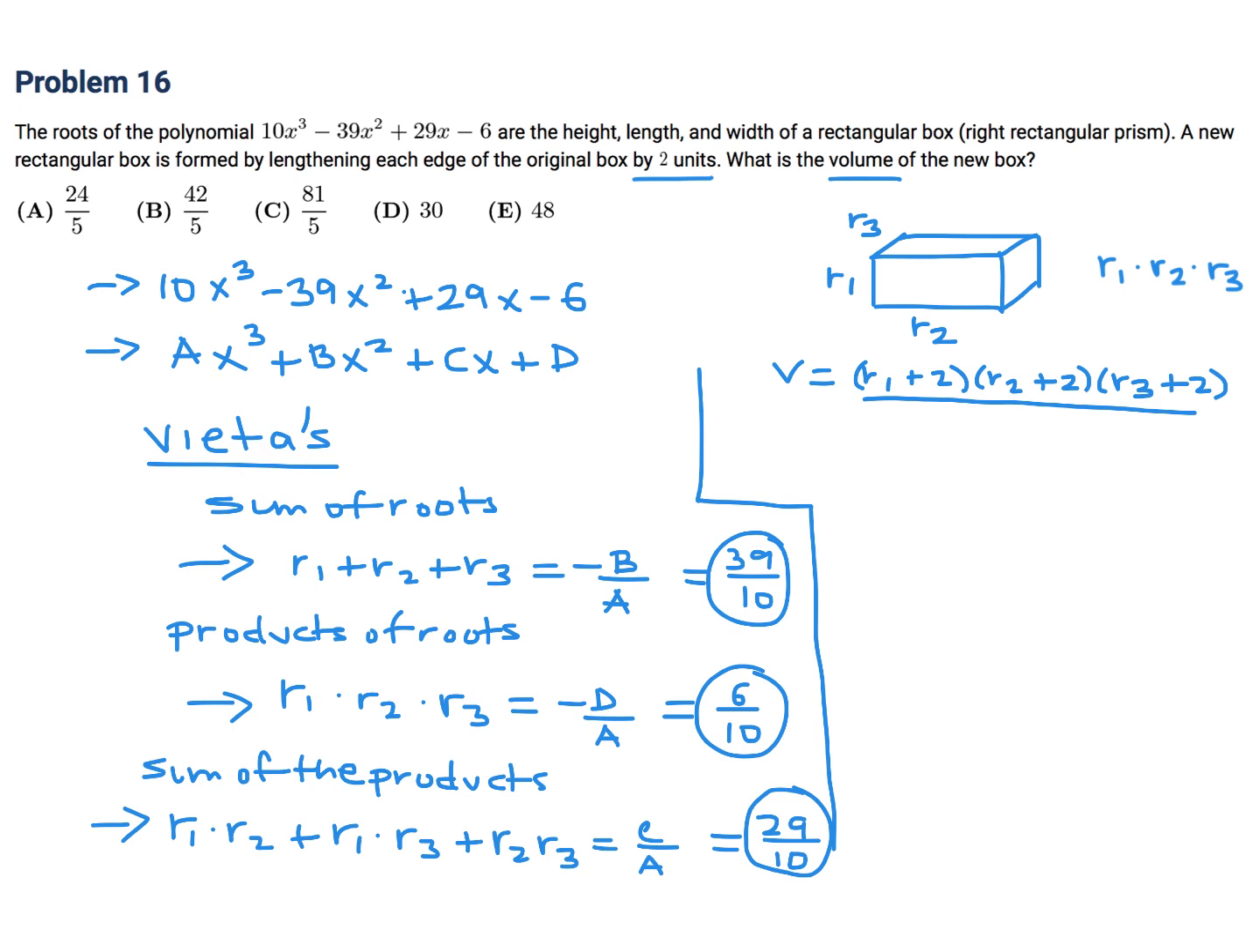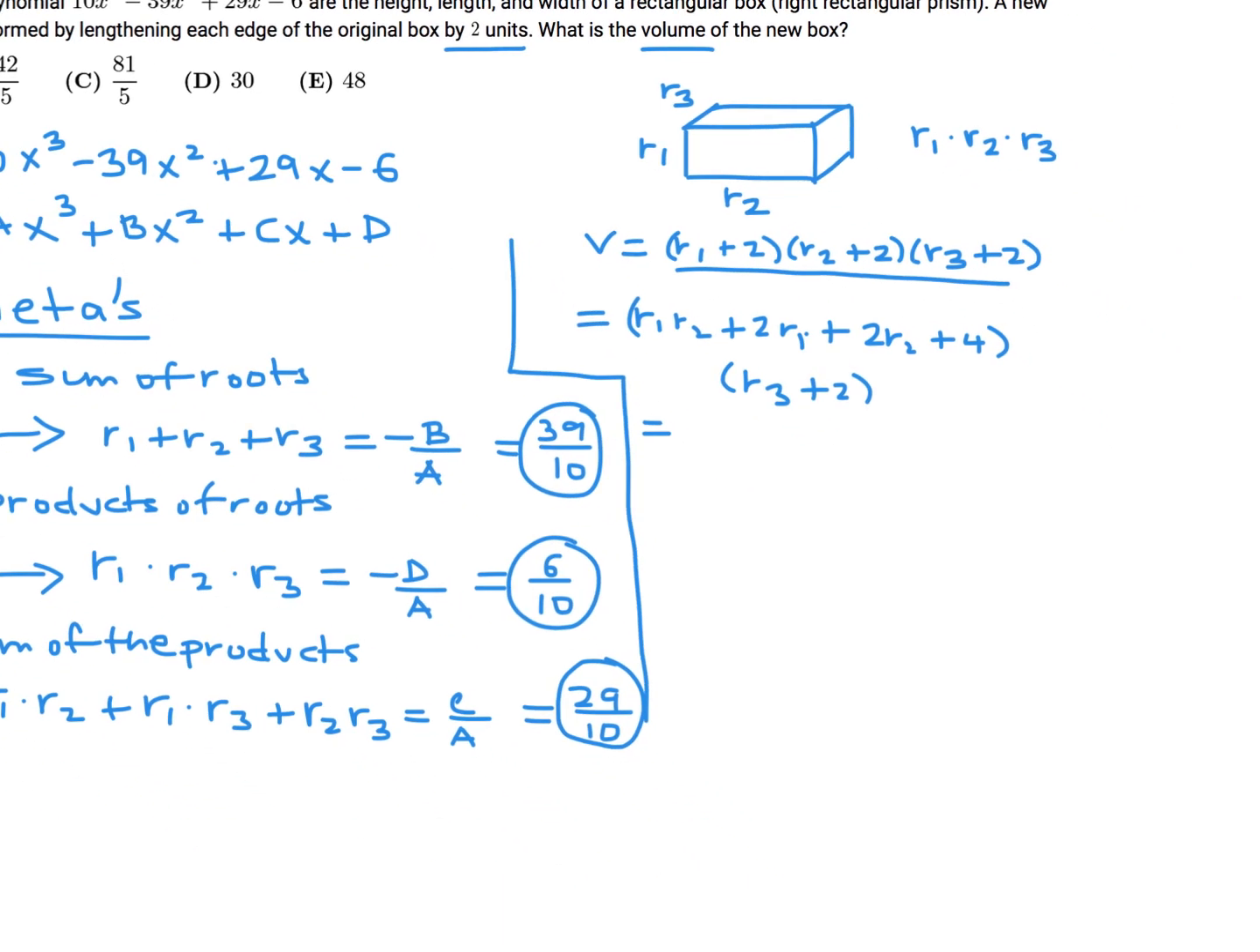All right, so let's expand this all out. So we've got R1 R2 plus 2R1 plus 2R2 plus 4, times R3 plus 2. And then this becomes, I'm going to need a little bit more space here, R1 R2 R3 plus 2R1 R2 plus 2R1 R3 plus 4R1 plus 2R2 R3 plus 4R2 plus 4R3 plus 8.